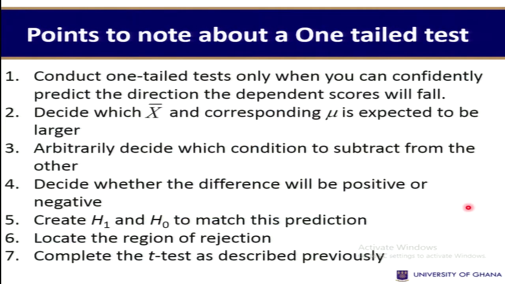And then the next thing you need to do is to decide whether the difference will be positive or negative. Once you've done that, you create your H1 and then your H0 to match the prediction you are expecting. You locate the region where the rejection will fall, you compute the t-test, and then you compare it to the region where it will fall, and then you decide whether your H0 should be rejected or retained.